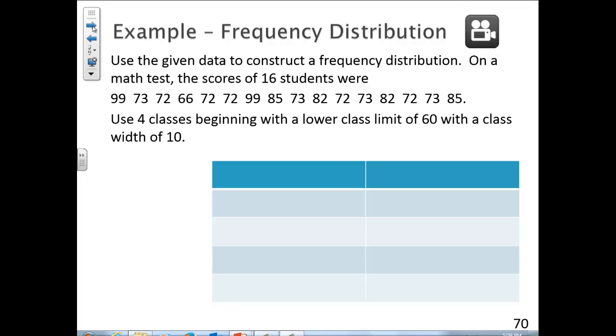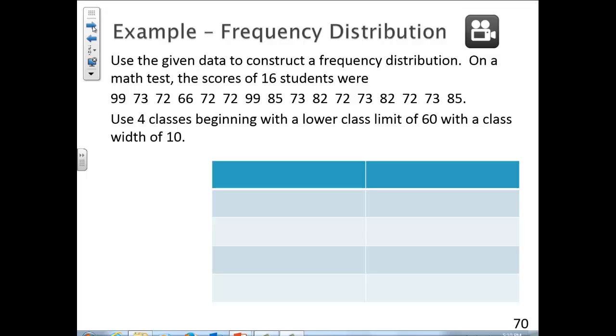In this video, we're going to be looking at the three different types of frequency distributions: your basic frequency distribution, the relative frequency distribution, and then the cumulative frequency distribution. So first, looking at the frequency distribution, we're going to use the data, which are scores for 16 students from a math test. We want to use 4 classes in our frequency distribution.